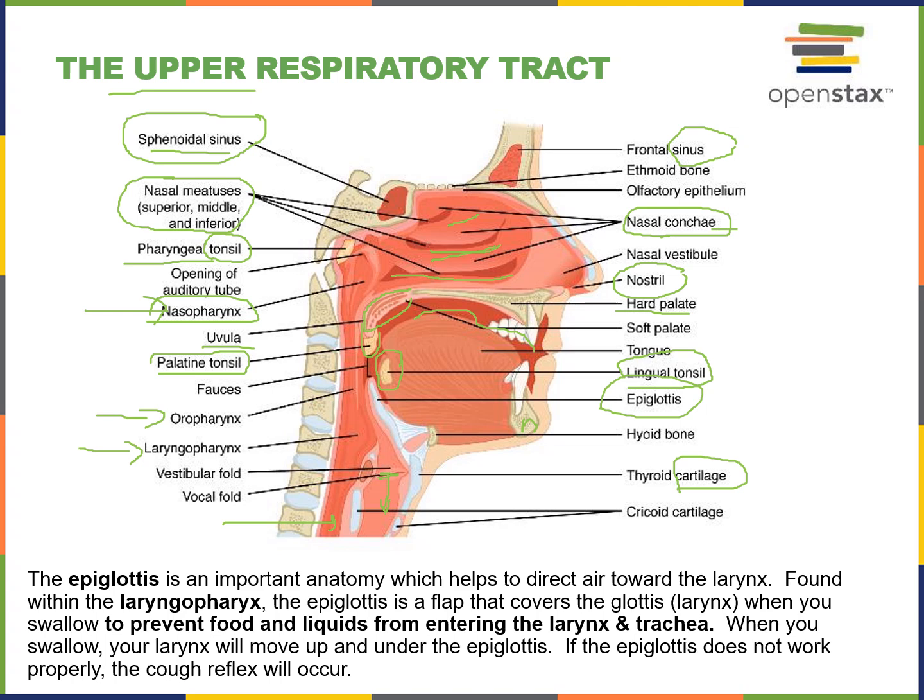So we already said that the epiglottis is an important anatomy which helps to direct air towards the larynx. More importantly, it covers the glottis to prevent food and liquids entering the larynx and trachea when we swallow. And so just to point out again, there is the epiglottis. This flap of tissue here comes down to cover this structure there.